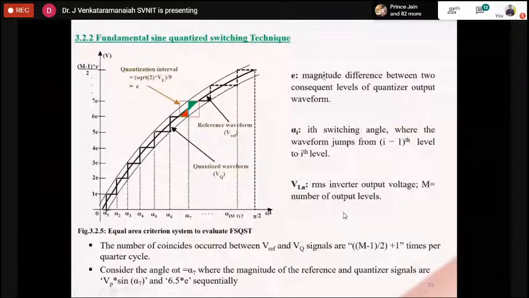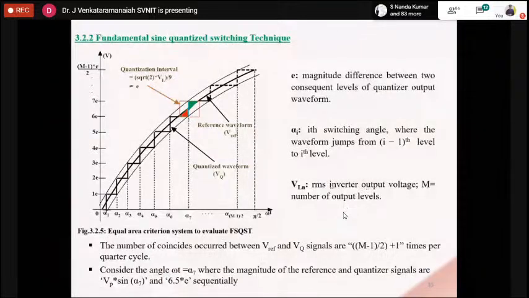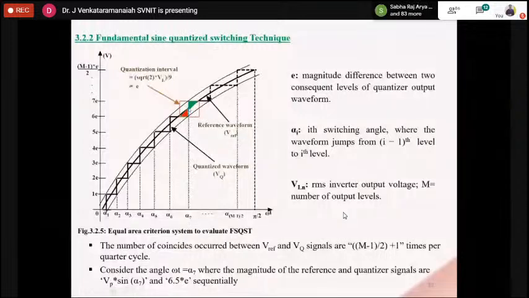E is the magnitude difference between the consequent levels of the quantizer output waveform, and alpha i is the switching angle where the waveform jumps from the (i minus 1)th level to the ith level. VLN is the RMS inverter output voltage, and M is the number of output levels. So consider one instant at this point. Here at alpha 7, this one is 7E level and this one is 6E level.